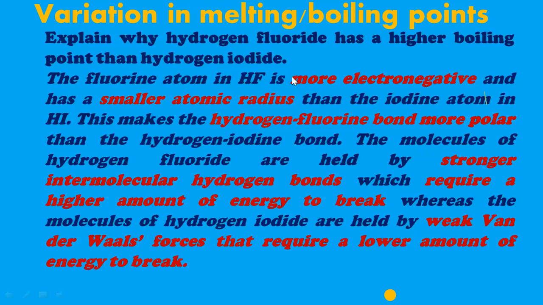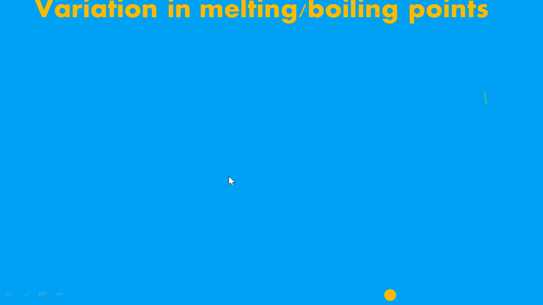So the fluorine atom in hydrogen fluoride is more electronegative and has a smaller atomic radius than the iodine atom in hydrogen iodide. So that makes the hydrogen-fluorine bond more polar than the hydrogen-iodine bond. The molecules in hydrogen fluoride are held by stronger intermolecular hydrogen bonds, which require a high amount of energy to break, whereas the molecules in hydrogen iodide are held by weak van der Waals forces of attraction that require a low amount of energy to break. So that concept should be understood by most of you.